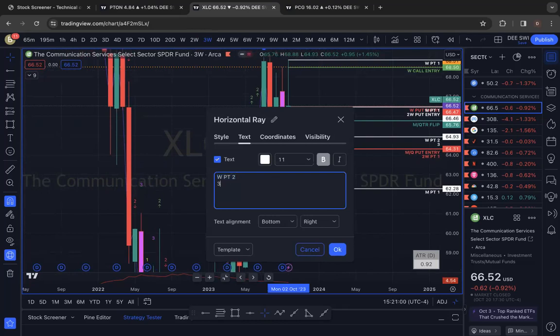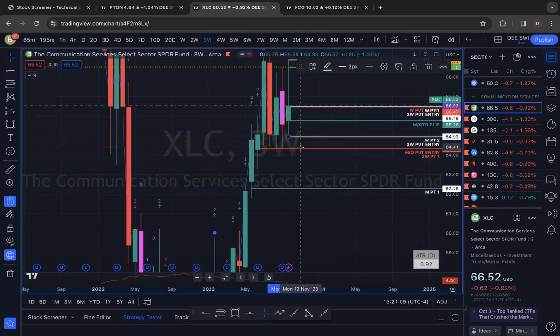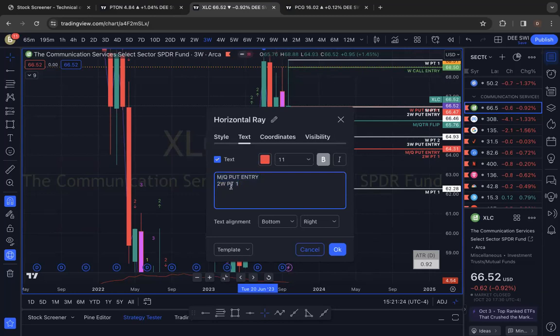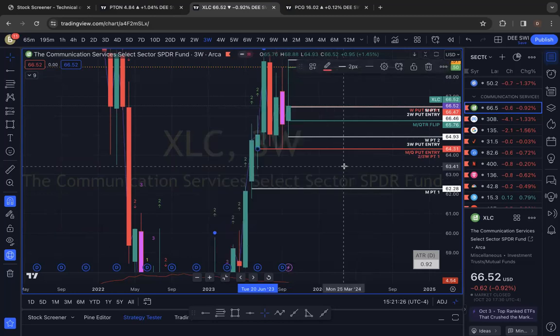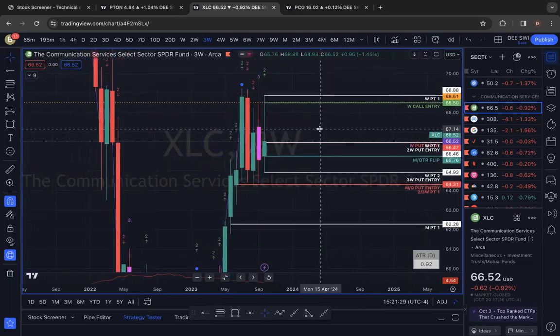So this would be the 3-week put entry. And once again, it shares that same PT as the 2-week, and it also shares the same level as the month and quarter put entry. So I'm going to add that also. Now, this will all make sense how to put everything together. I'm just giving you the puzzle pieces, but it'll all make sense how to stack these things together and how to come up with the analysis for this.